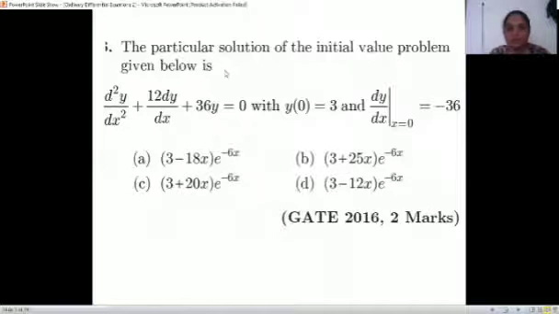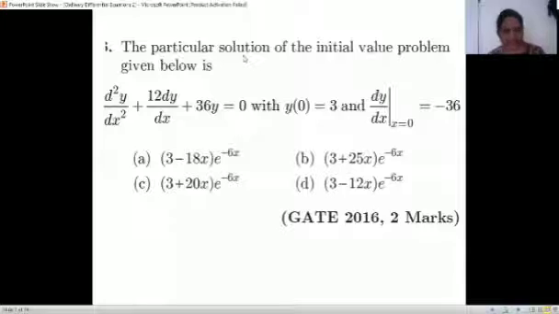The particular solution of the initial value problem is given below. This is the initial value problem given to you, and you are asked for its particular solution. What is the particular solution? You have to find the general solution and then put the particular values of the constants into it by using the initial conditions, and whatever we get is called the particular solution. This is the particular solution, not the particular integral solution.